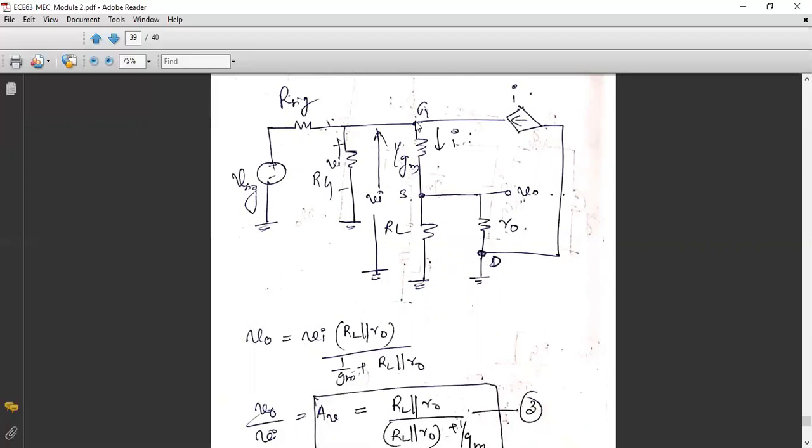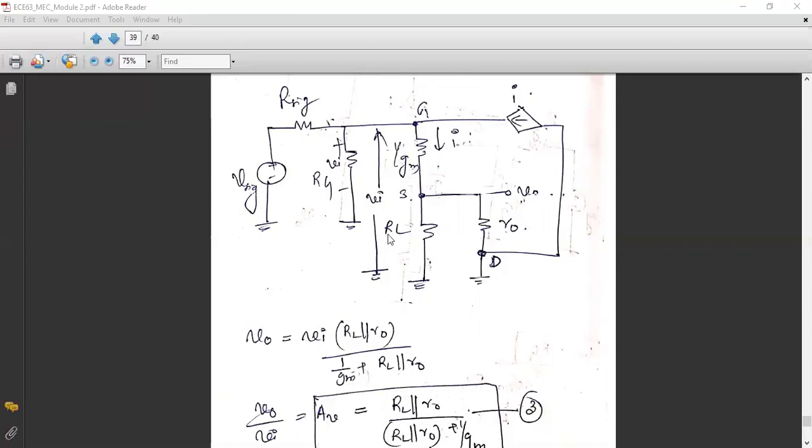So at the gate, what do you have? At the gate, you have 1 by gm and RL, isn't it? RL is connected at the source. So again, this is acting as a voltage divider, right? This voltage Vi, which is coming to the gate, since it is across Rg, the same voltage will be coming to this terminal also. As you can see in the circuit, Vi is the voltage across Rg. The same voltage Vi will come to the gate terminal also. Any doubts? Yeah, Vi is the voltage across Rg, so the same voltage is coming to the gate also.